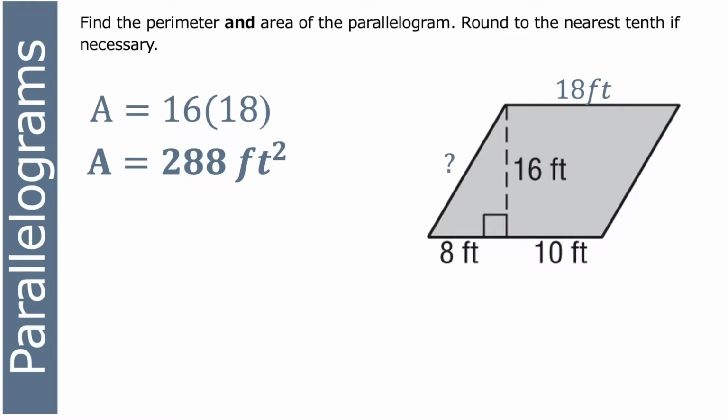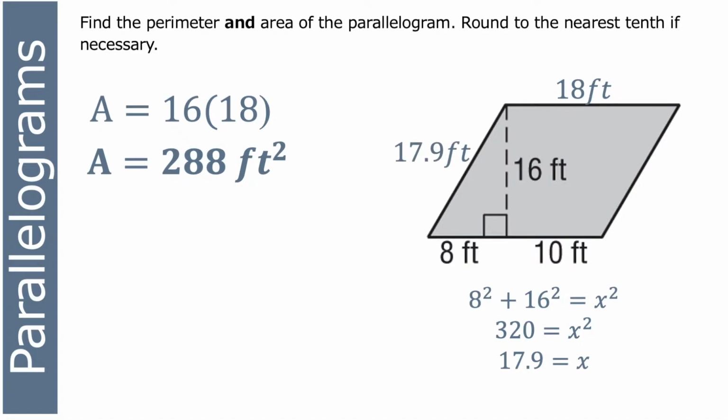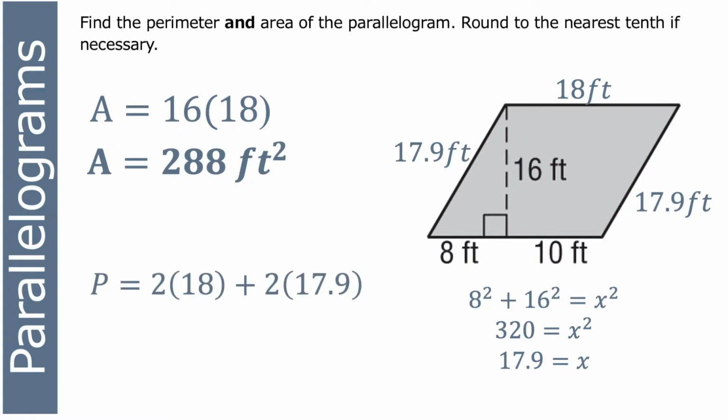But what's the side? Well, to find the side, we can use the Pythagorean theorem. 8 squared plus 16 squared equals x squared, the hypotenuse. And we can solve for x, and we get x equals 17.9 feet, which means that the other side here is also 17.9 feet. And to find the perimeter, we can just add all of those together. So we've got two 18s, two 17.9s, and the distance around is 71.8 feet.